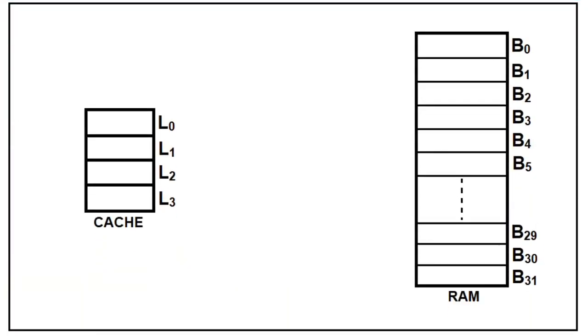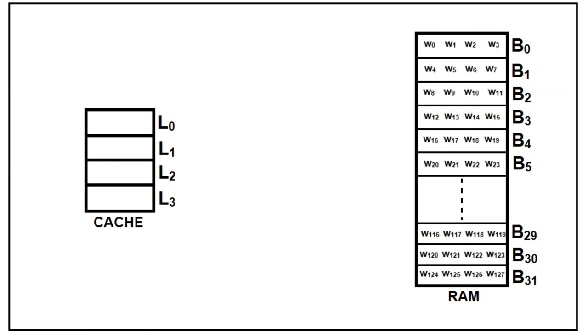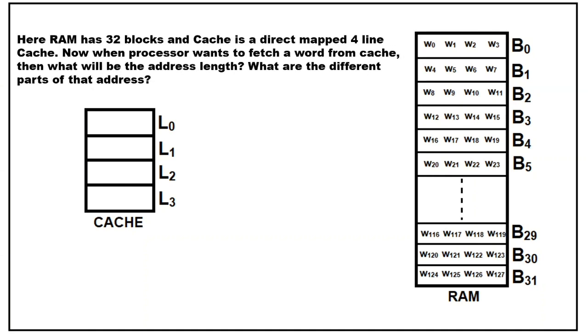So in a previous video we saw that when the processor wants to fetch a word from the RAM, what is the address length and what are the different parts of it in direct mapping. And today we are going to see that when the processor wants to fetch a word from the cache, what is the address length and what are the different parts of it. Now see, here RAM has 32 blocks and the cache is a direct map 4-line cache. Now when the processor wants to fetch a word from the cache, what will be the address length for the different parts of that address?